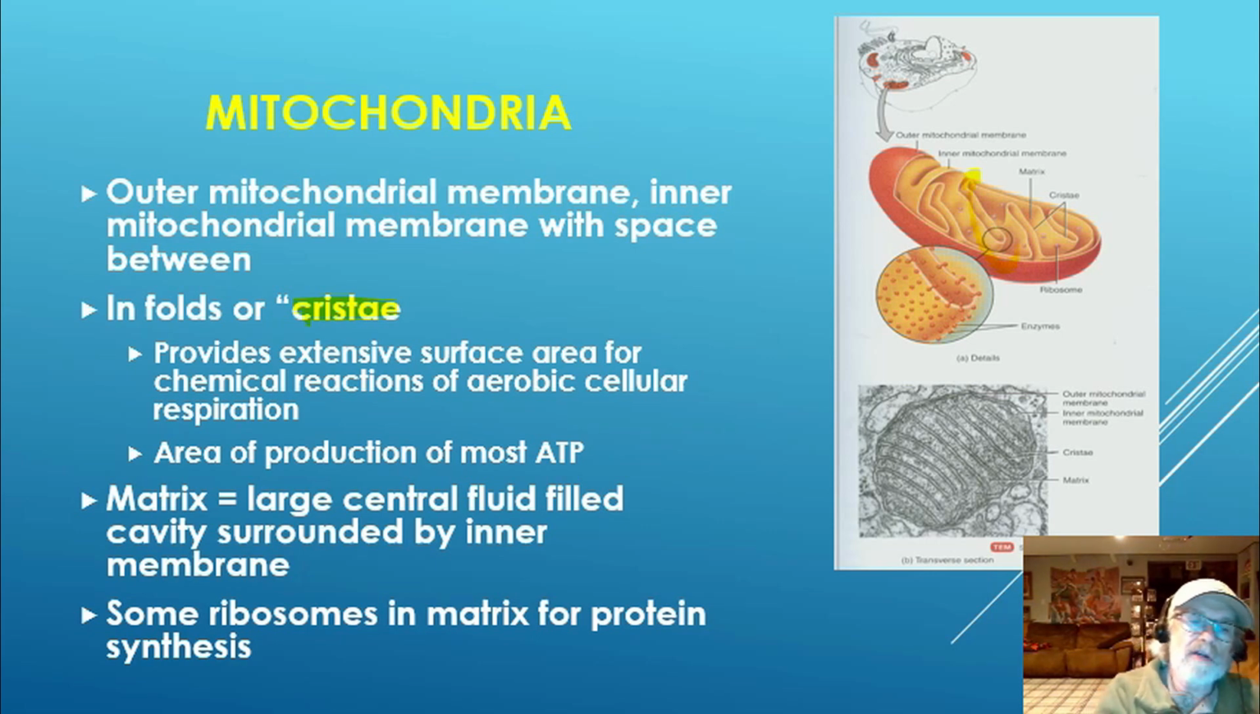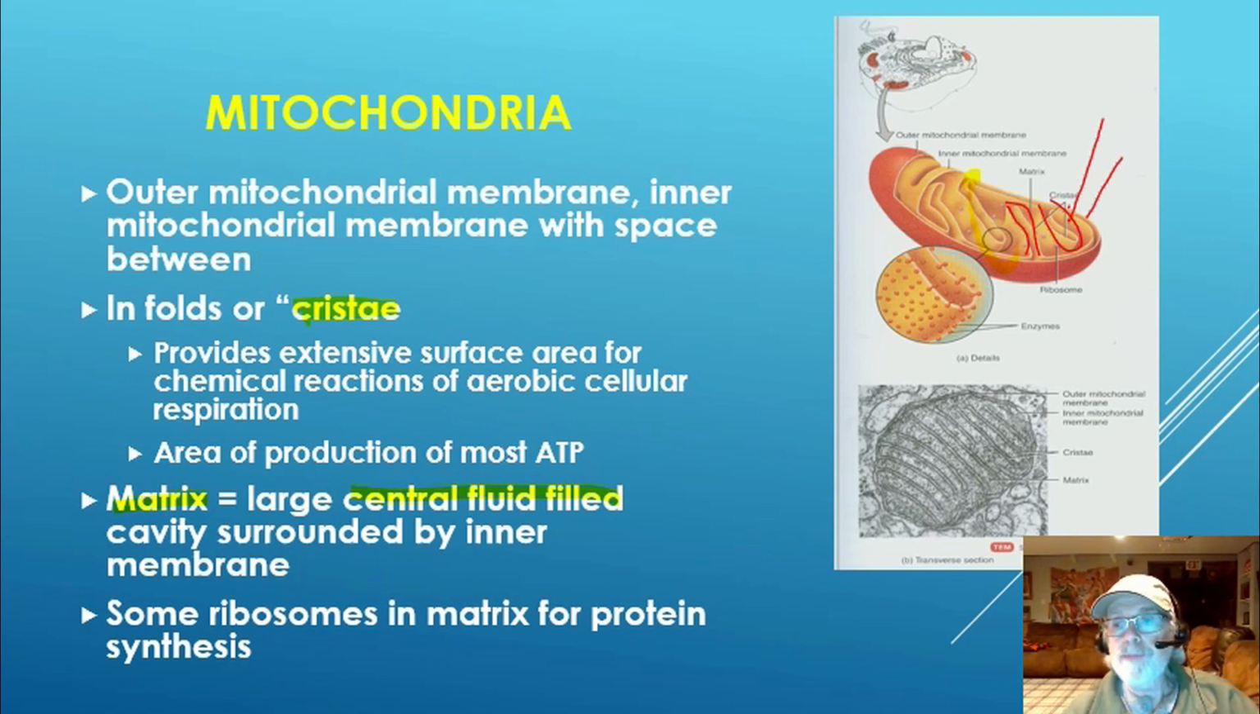Besides the cristae, there's the matrix, which is the large central fluid-filled area surrounded by an inner membrane. So if we're looking here, here's the inner membrane right there. Here's the outer membrane. Here's the matrix in this area, and here are all those little cristae that are all over the place. There are also some ribosomes in the matrix for protein synthesis. So sometimes they need to make their own protein. What's that protein used for? For certain chemical processes that might be needed to let the mitochondria make energy. Okay, so that's what the mitochondria do.